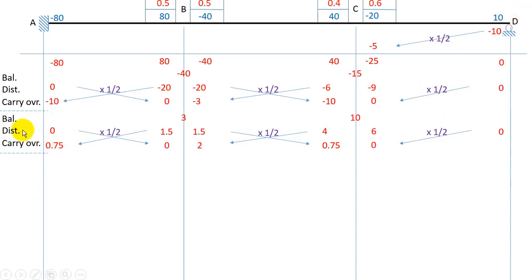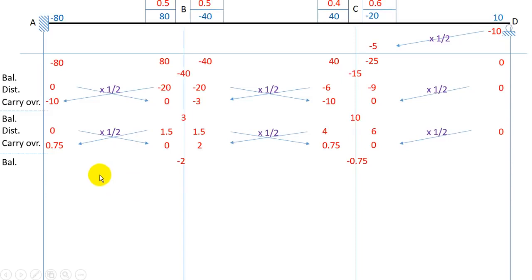This is my second iteration completed. Let us carry out the third iteration. You have to carry over iterations till you get a very low value for the distribution. Now this distribution is 1.5 and here it is 4 and 6, which is quite high, so I cannot stop here. Even if you stop at this distribution, you will get an answer, but it would be very approximate, it won't be exact.